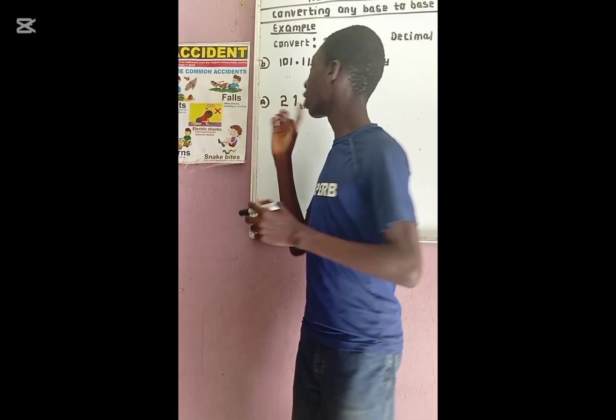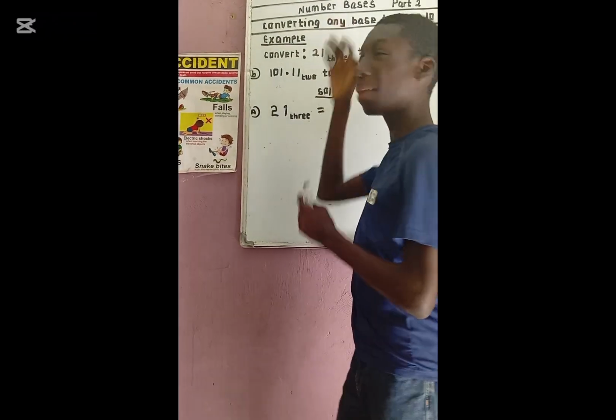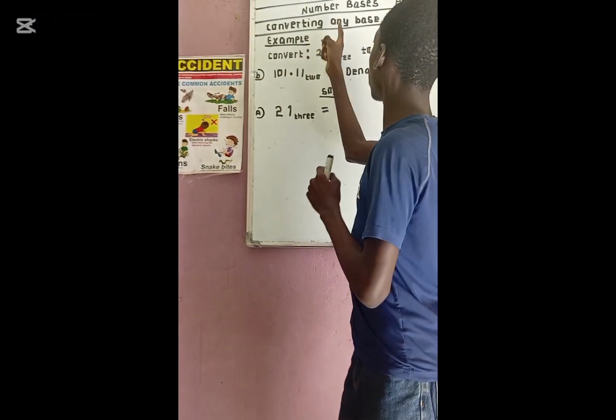Nigerian students especially get this wrong. Every student gets this wrong. Now we'll be doing number base part 2. We did part 1 earlier and we're doing part 2. We'll be converting from any base to base 10. Now students usually get this wrong.